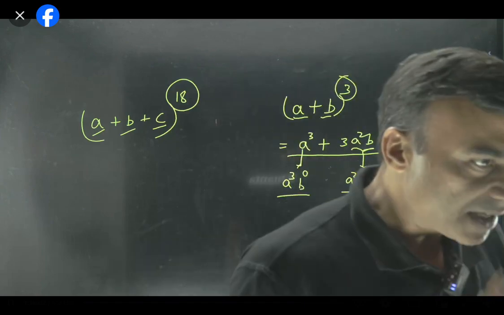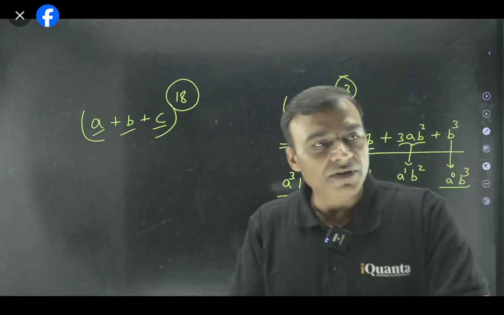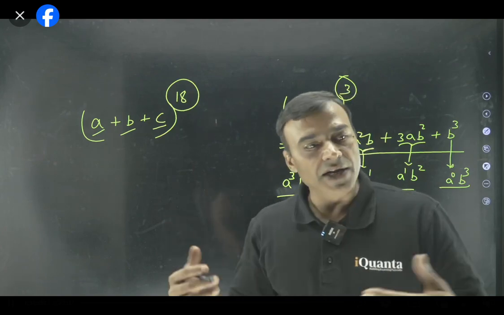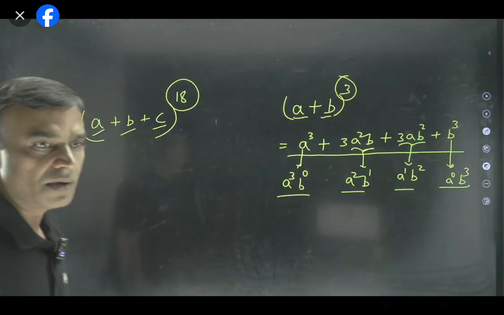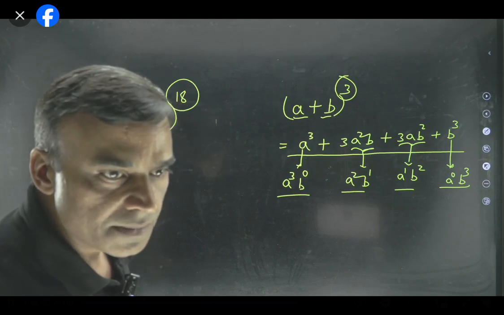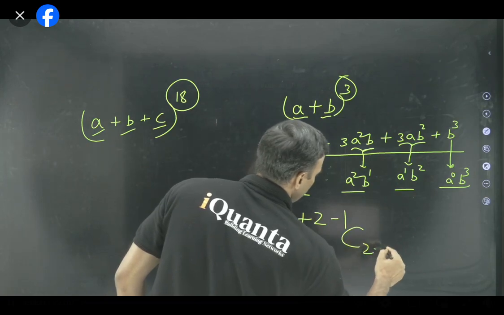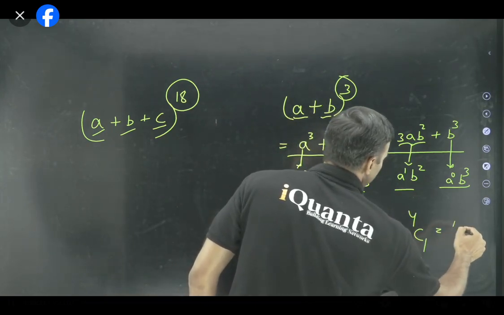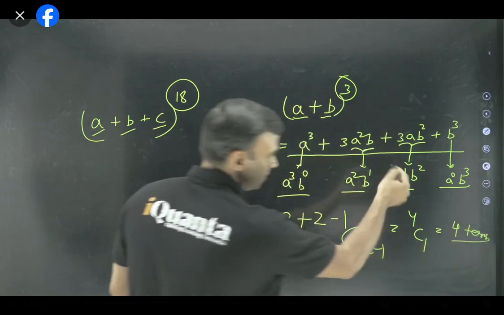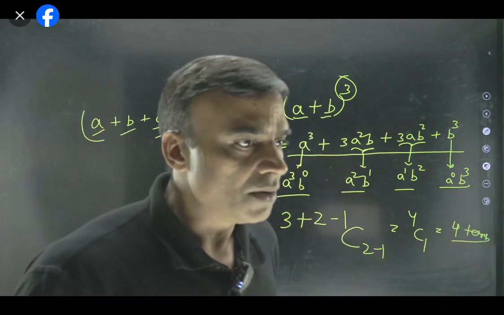Binomial will work on 2 terms. This one will work on any number of terms. I mean, binomial is for 2 variables and this is for any number of variables. Very good. Yes, absolutely. 3 plus 2 minus 1 C2 minus 1. So it is 4C1 and that is 4 terms. Yeah, right. That was 4 terms. Correct. Okay, fantastic.